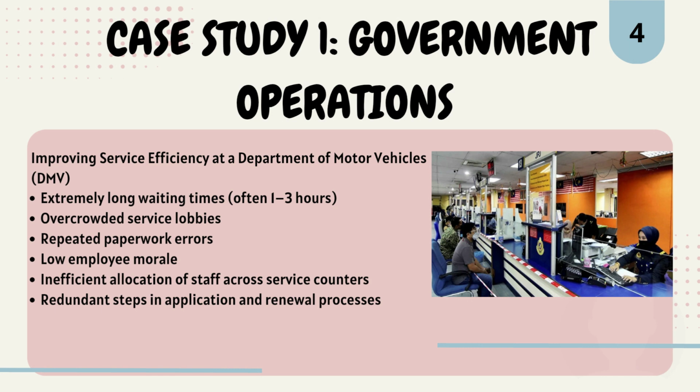Before the industrial engineering intervention, JPJ was facing multiple issues. Customers often waited anywhere from 1 to 3 hours for basic services. The lobby was overcrowded, paperwork errors were common, and staff were overwhelmed. These problems led to frustration not only for the public but also for the employees. Recognizing the need for improvement, the government brought in industrial engineers to redesign and optimize the JPJ's operational system.